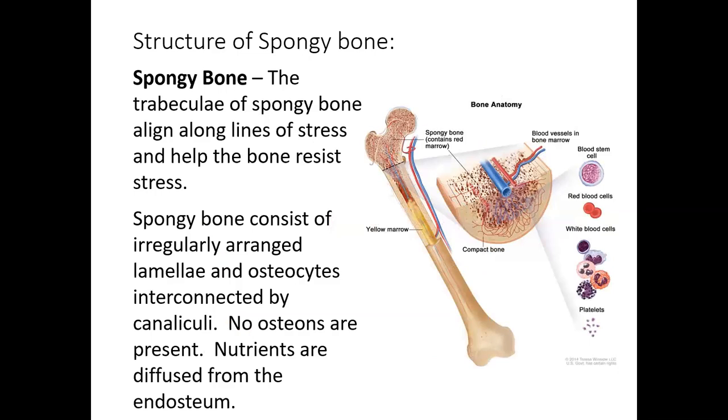All right, 23. On page 4, describe spongy bone. So we spoke about spongy bone earlier on when we looked at diploe. We stated that it is the porous bone located in between compact bone. It helps the bone resist stress. Spongy bone consists of irregularly shaped lamellae and osteocytes that are connected by canaliculi. No osteons are present within spongy bone, but it does still receive its nutrients through the process of diffusion from the endosteum.